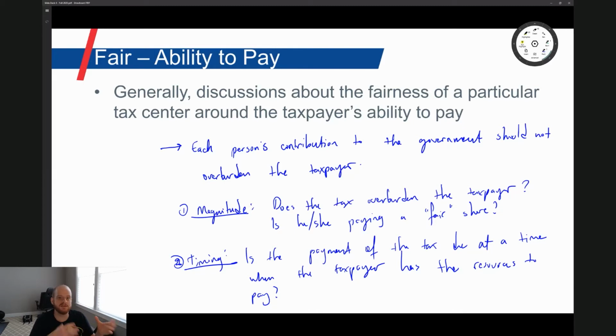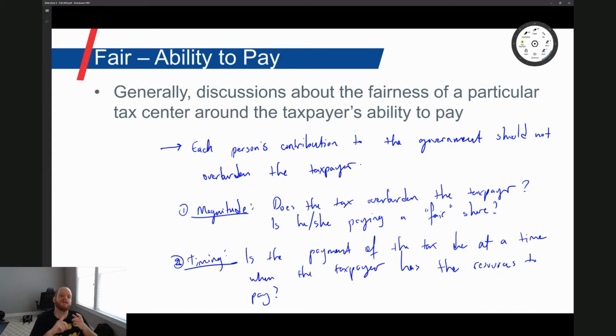So from a timing aspect, a sales tax is extremely convenient. And it's fair, right? Because you're paying when you're actually paying for the good. So you have the resources to pay for the good, and you pay for the tax as well. The income tax, it's debatable, right? You fill out your tax return, you get a big tax bill, but you might not necessarily have the resources at that point in time to pay for the taxes that you owe. But the ability to pay concept has to do with the magnitude. So are you actually able to pay the amount, and are you actually able to pay due to the timing of this all?